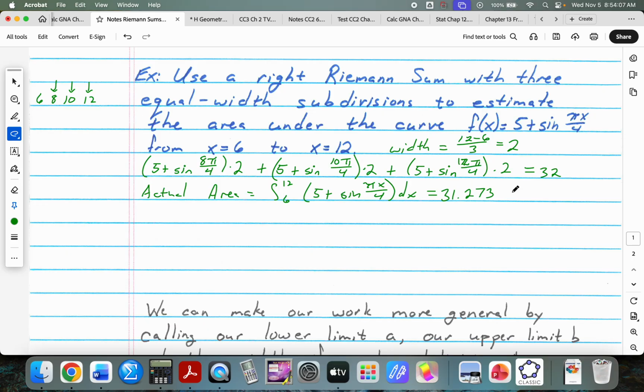I always think about it in terms of pixelation. It's pretty clunky, right? Every subdivision is a width 2.